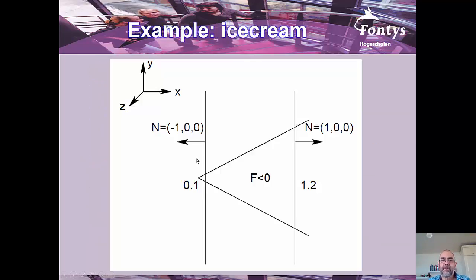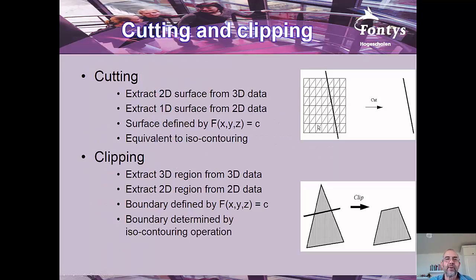Okay, this is just a fun example to make an ice cream like that. That's not really what we use it for. We use it for cutting and clipping. So cutting means that we define some kind of surface with an implicit function, and then we cut out exactly that surface out of the volume.